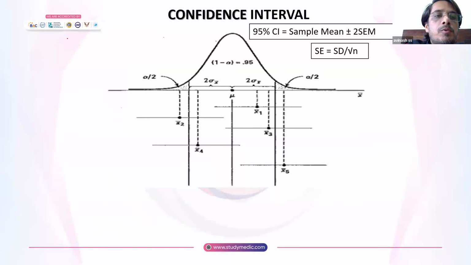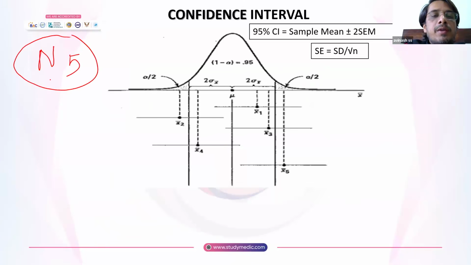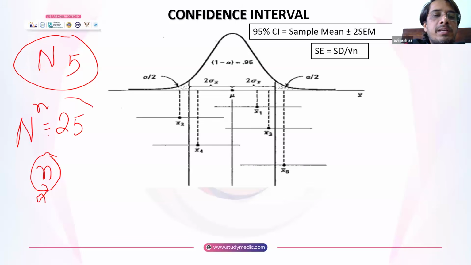Right. Now, suppose this is the population where the population size is 5 and this is the sample. The sample size is 2. How many probable samples can we take? N raised to n. Around 25 different probable samples can be drawn by replacement. Okay, so 1 and 1, 1 and 3, 1 and 4, 1 and 5, 2 and 1, 2 and 3, and like that. So 25 different samples can be drawn.